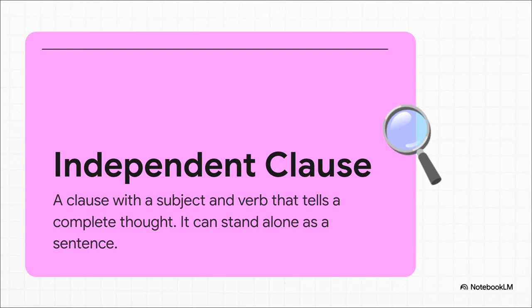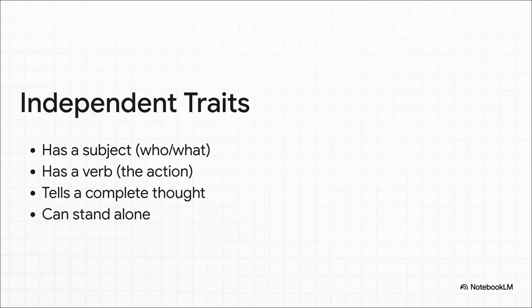Okay, so what does that actually mean in plain English? It just means our hero, the independent clause, has everything it needs to be a complete sentence all by itself. It's got a subject, it's got a verb, and it expresses a complete thought. You read it and you're not left hanging, waiting for the rest. And this breakdown really shows you why it's so self-sufficient. See? It's got a subject, that's the who or the what. It's got a verb, that's the action. And the most important part, it tells a complete thought. You can literally just stick a period at the end and boom, you have a perfect, simple sentence.